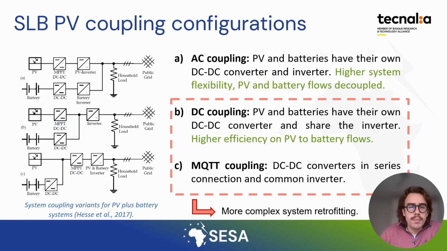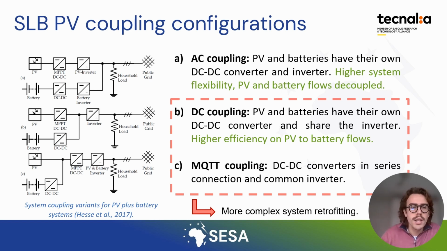When coupling PV systems with batteries, three main configurations stand out, as shown in Figure 3. First, AC coupling, where PV and batteries have their own DC-DC converters and inverter. This is a very flexible solution and allows decoupling the energy flows coming from the solar system and the battery.